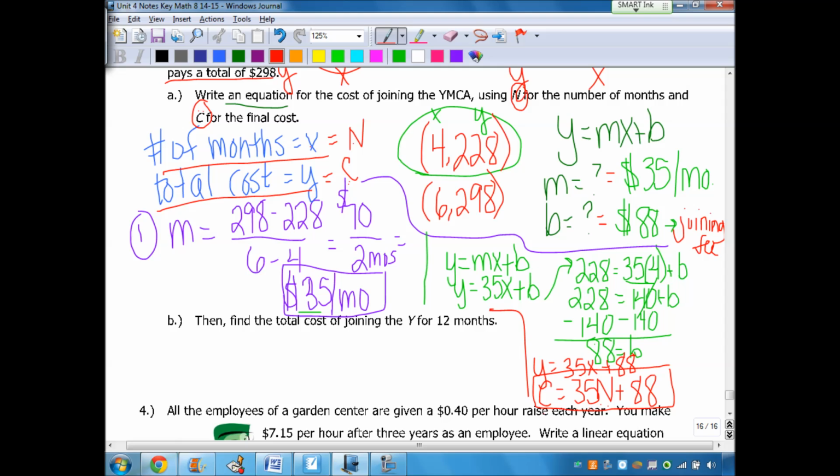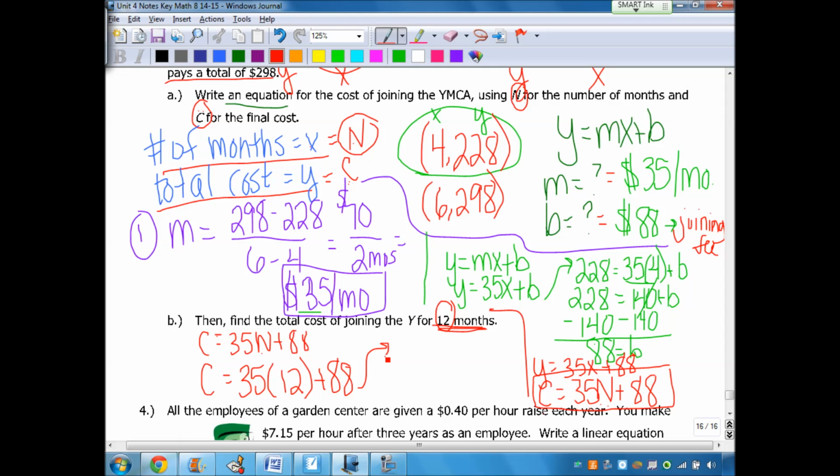okay? So then question B says, find the total cost of joining the gym for 12 months. So we're going to use our equation. C equals 35n plus 88. Well, the number of months is the n variable, which we figured out earlier. Then every time I see an n, I'm going to replace it with this number, which is 12. I'm going to substitute it in. So C equals 35 times 12 plus 88.